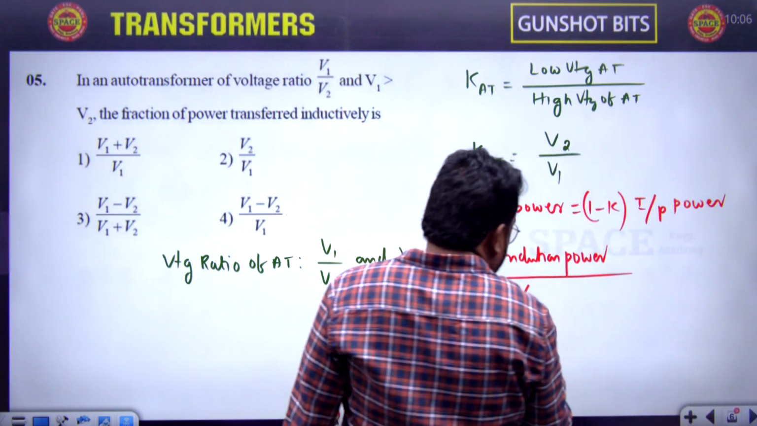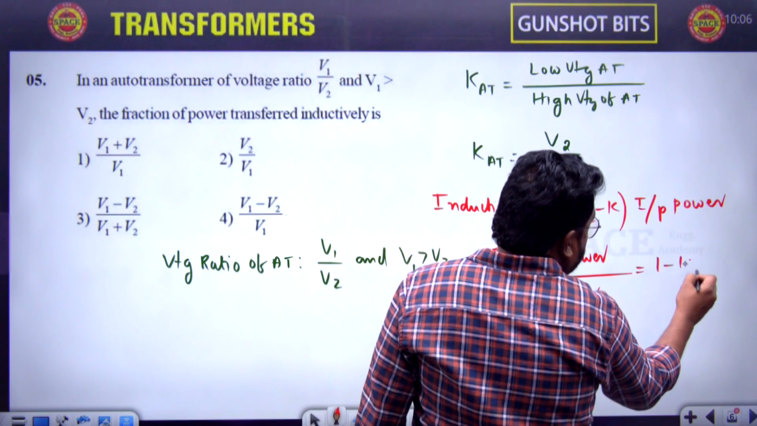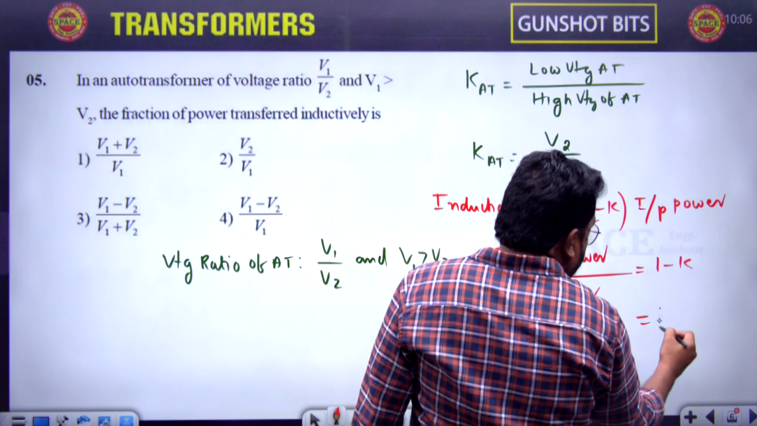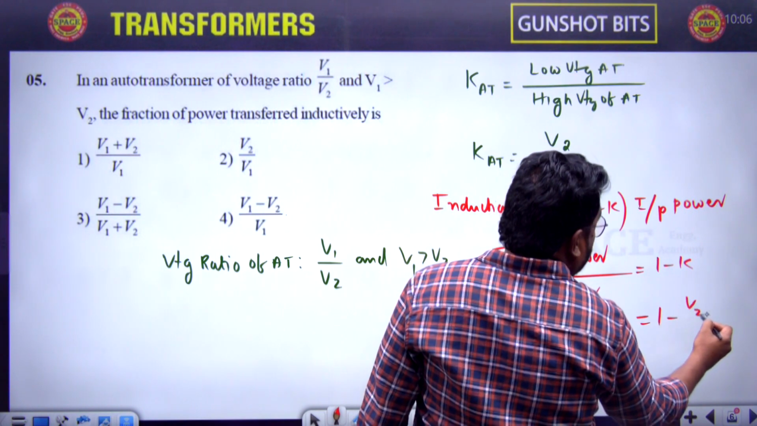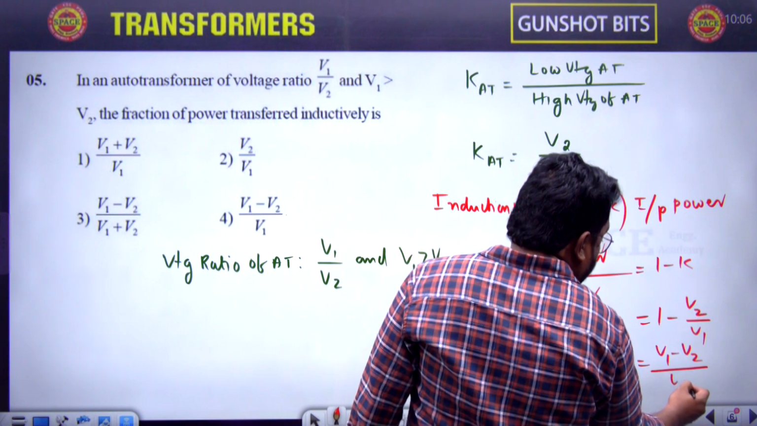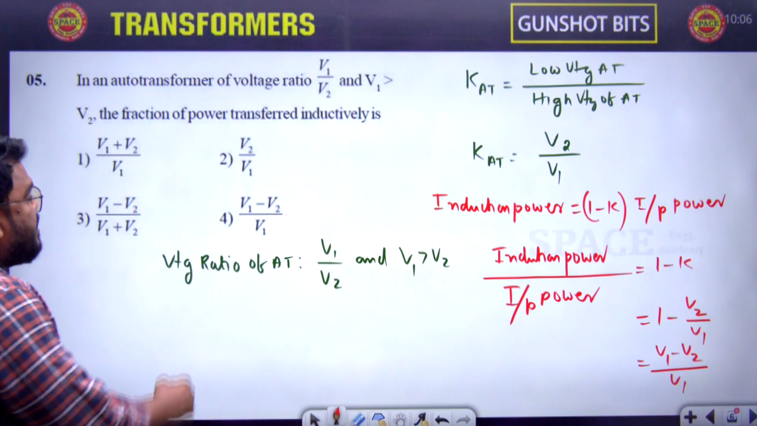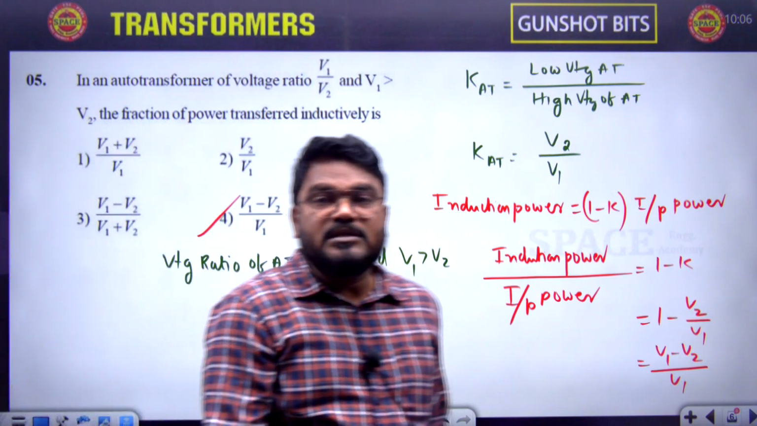So that is equal to 1 minus K. Let us substitute K equal to V2 by V1: 1 minus V2 by V1, so V1 minus V2 divided by V1. So the fourth option is correct for this question.